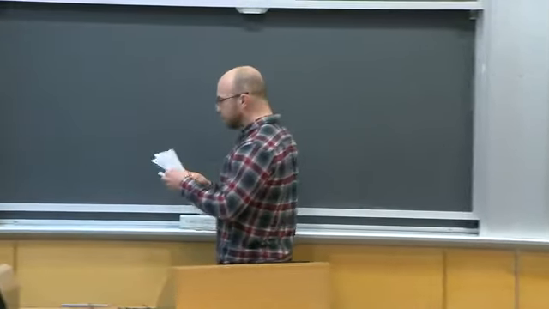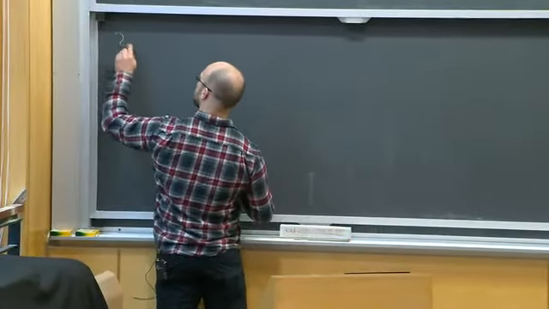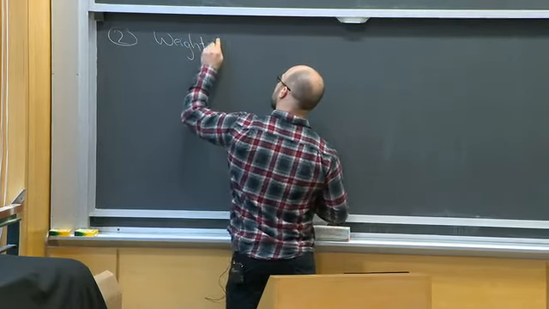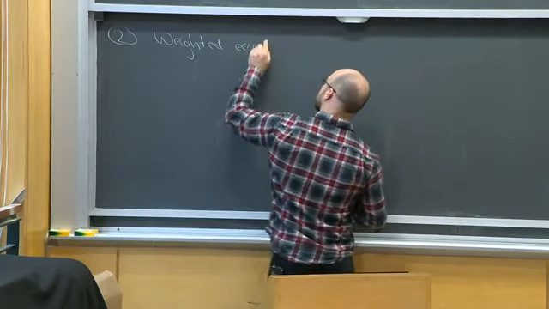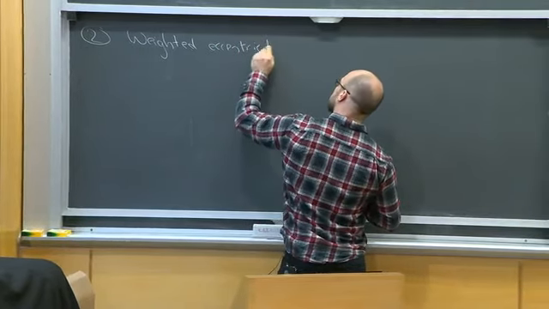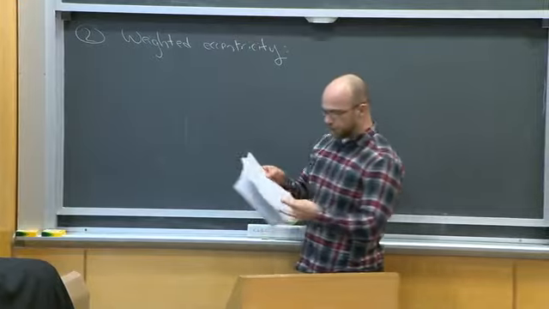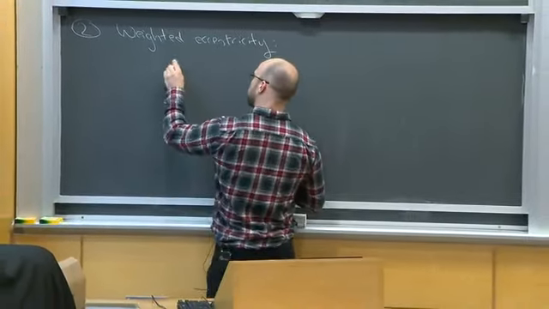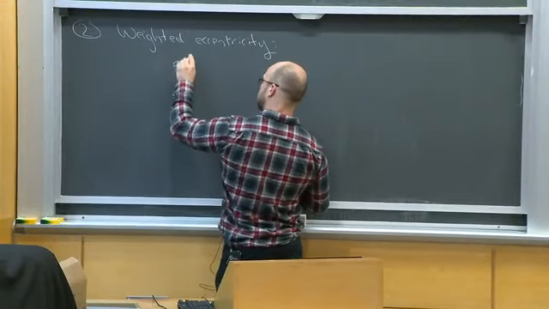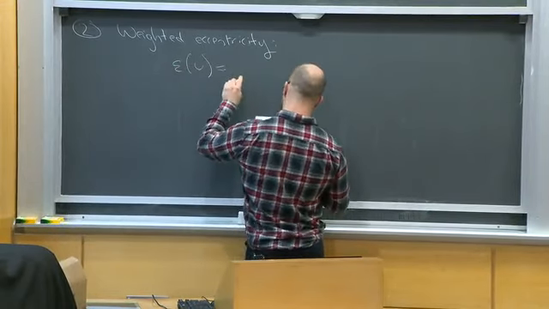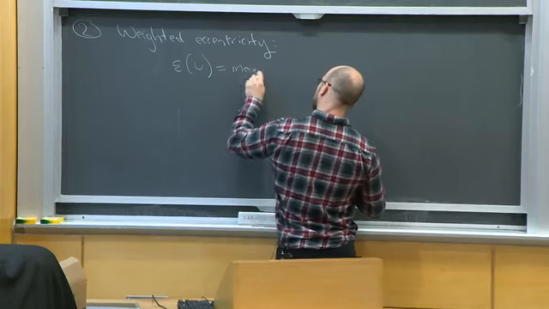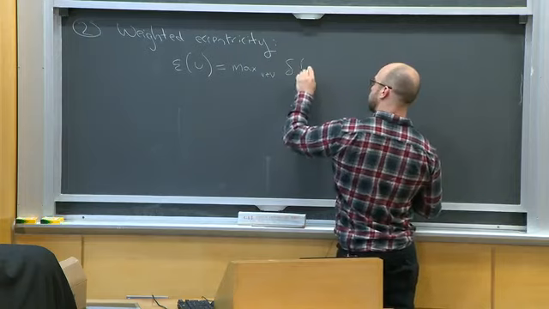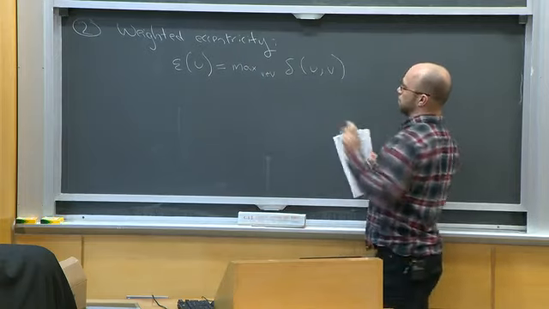So in particular, we're going to define a quantity, called weighted eccentricity, which is associated to a vertex in a weighted graph. And it looks like this. The weighted eccentricity associated to vertex U is equal to the max over all vertices in my graph of the shortest path distance from U to that vertex.